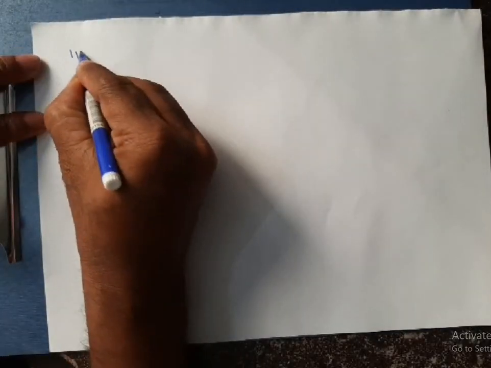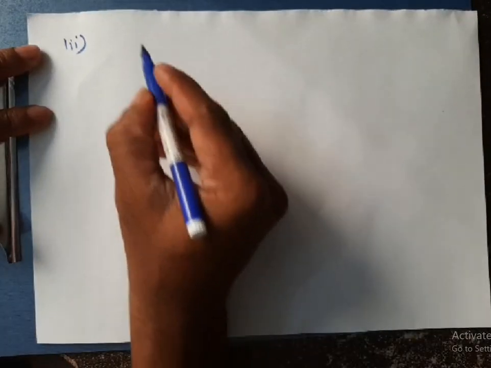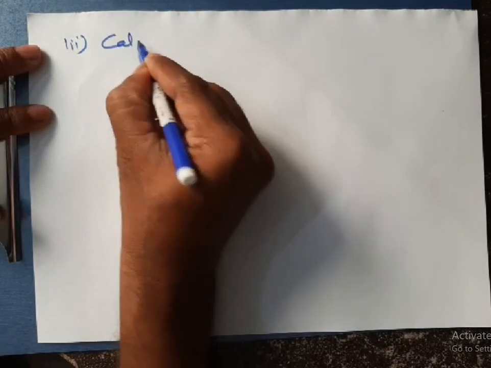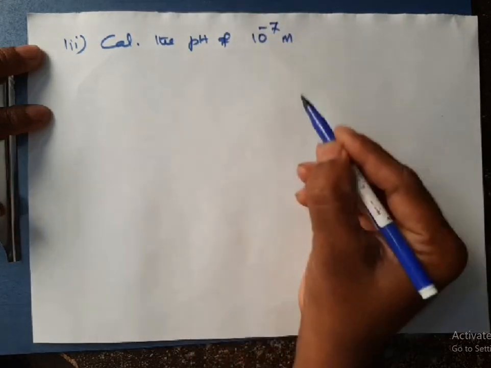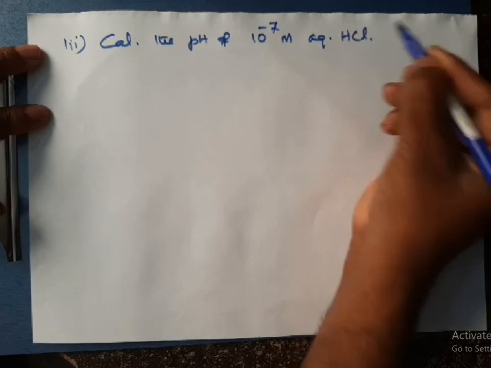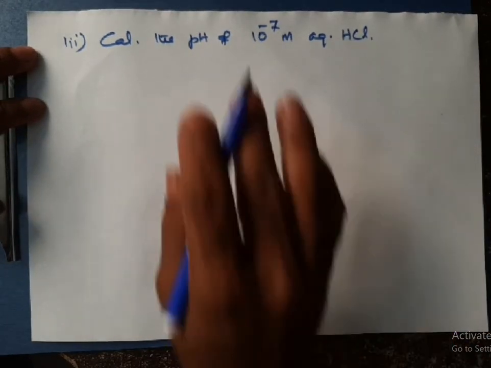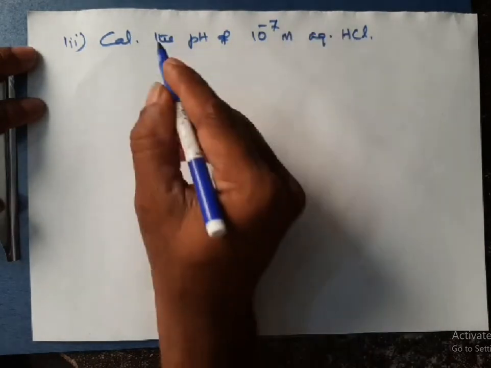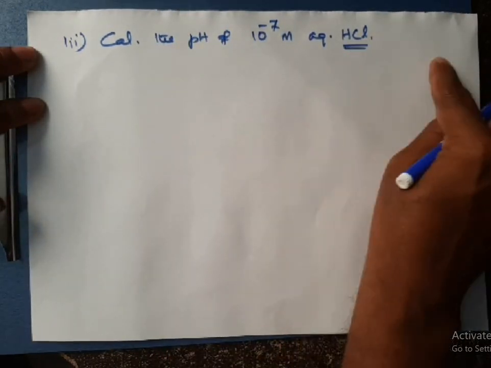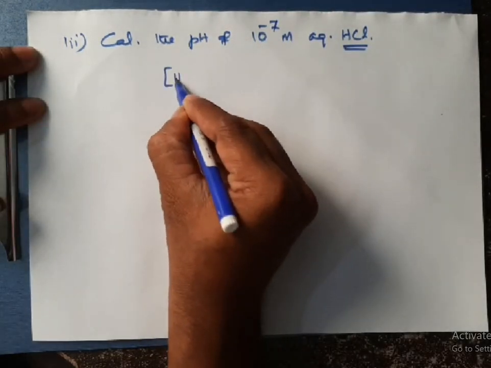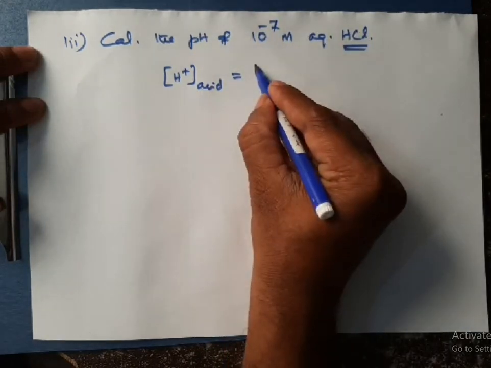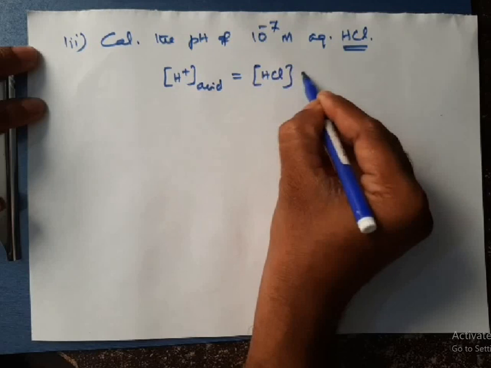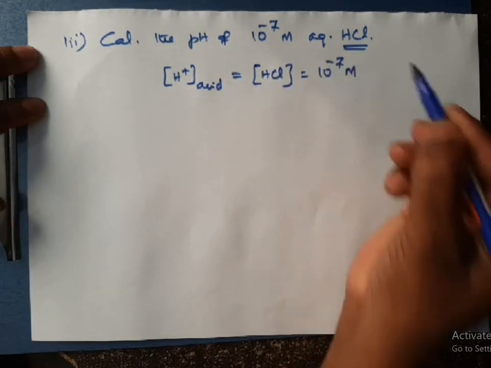Now suppose the solution is given like this: calculate the pH of 10 power minus 7 molar aqueous hydrochloric acid. 10 power minus 7 molar. Now, for HCl, each molecule will give 1 H plus ion. Therefore, the concentration of H plus from acid is equal to the concentration of the acid itself, which is nothing but 10 power minus 7 molarity.